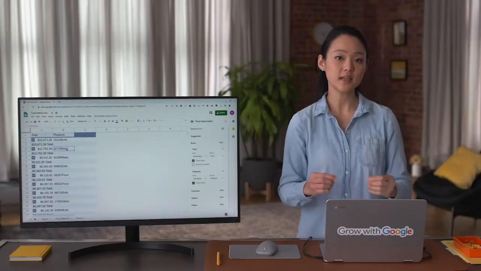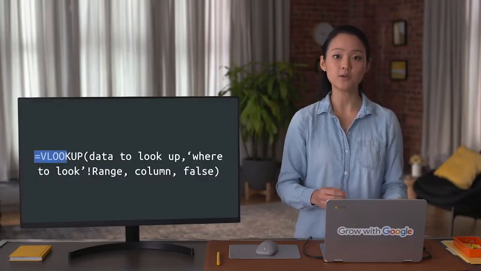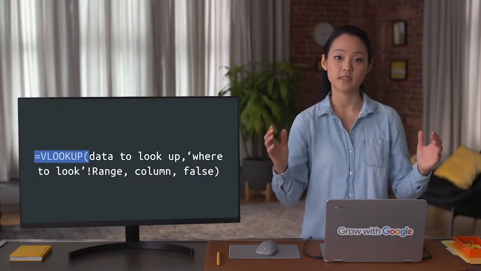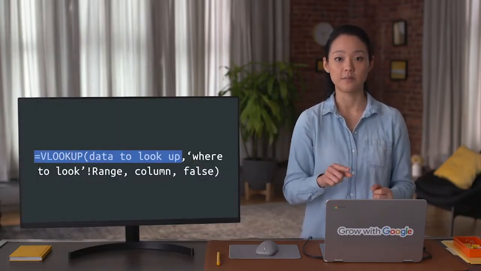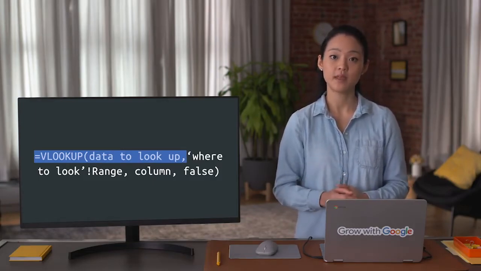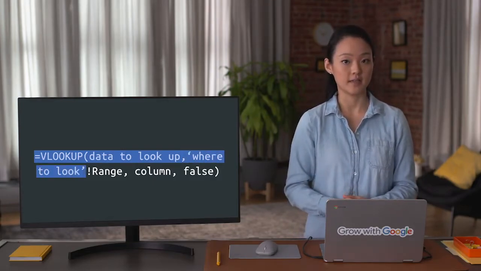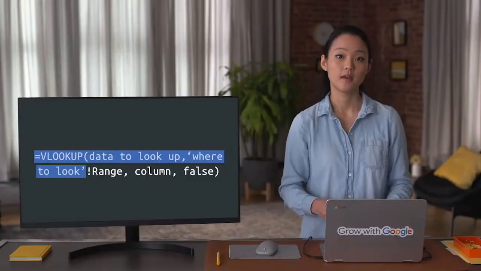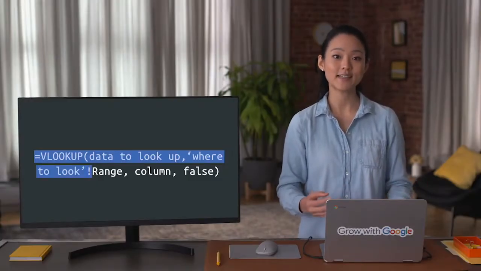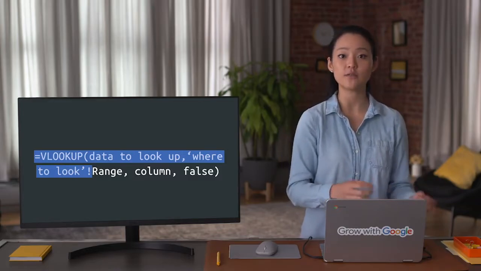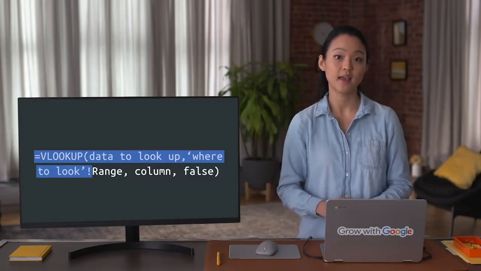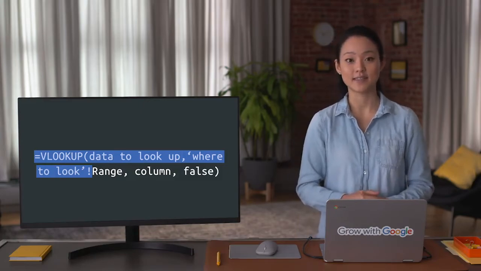Usually, you'll have to search across multiple sheets or even different databases. The syntax of VLOOKUP is equals VLOOKUP, open parentheses, then the data you want to look up. Next is a comma, and where you want to look for that data. In our example, this will be the name of a spreadsheet, followed by an exclamation point. The exclamation point indicates that we're referencing a cell in a different sheet from the one we're currently working in. Again, that's very common in data analytics.